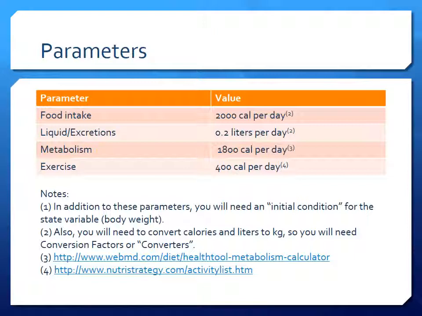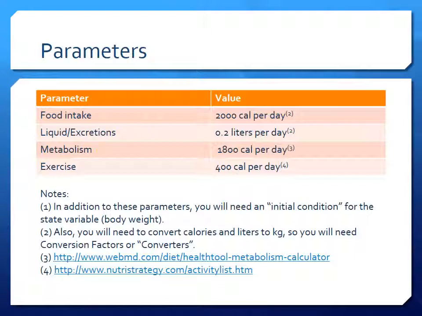Okay, and here are some notes to explain these a little bit. First, notice that in addition to these parameters, you'll need an initial condition for the state variable. So you need to know where you're starting your stock, in this case, the body weight. Also, because you're dealing with different units, you will need to convert calories and liters to kilograms, which are the units of your state variable, of your stock. So you're going to need conversion factors or converters, and converters is common language for SD modeling. And some of this data I pulled out of a couple of references that you can look up online, from WebMD and from NutriStrategy.